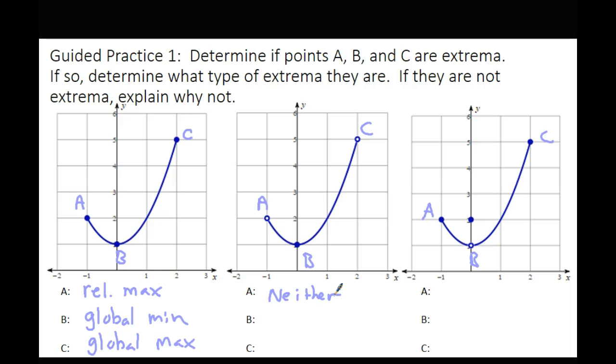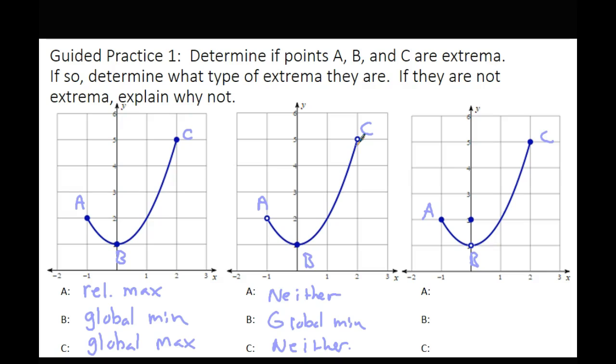Let's go ahead and take a look at part B, though. That's still a global min. And C is neither. So notice that this does not have a max. It's impossible. No matter how close you get to C, there's always going to be something else higher, and something else higher. You can never get it. There's always going to be something higher, so there is no max. Does that make sense?